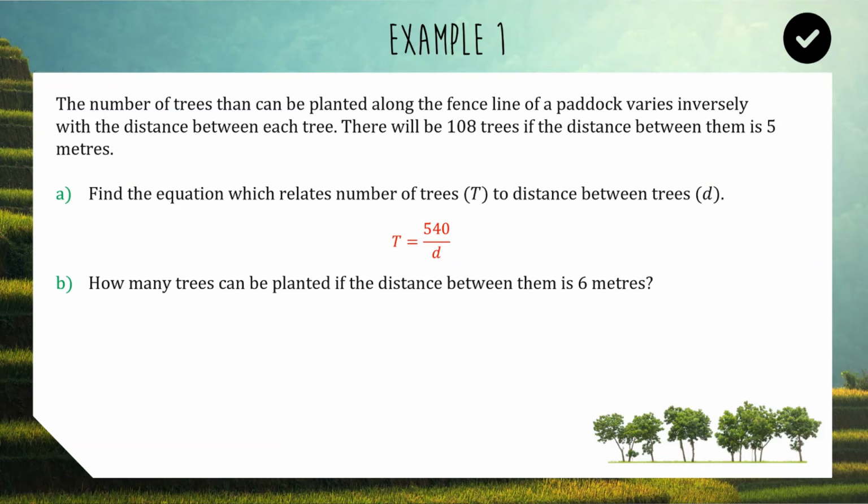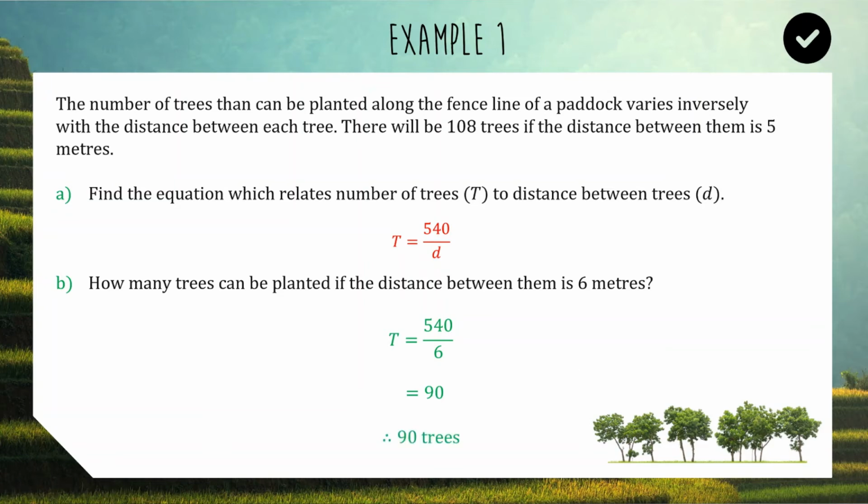So the first question is, how many trees can be planted if the distance between them is 6 meters? All right, so how many trees? So find t, number of trees, when the distance, d, between them is 6 meters. So we're going to take our equation, we're going to make the value of d equal to 6, and we're going to see what the value of capital T is. Which is not super challenging. We've just got to do 540 divided by 6. So we get an answer of 90. So when there's a 6 meter gap between our trees, we can plant 90 trees. There's our answer.